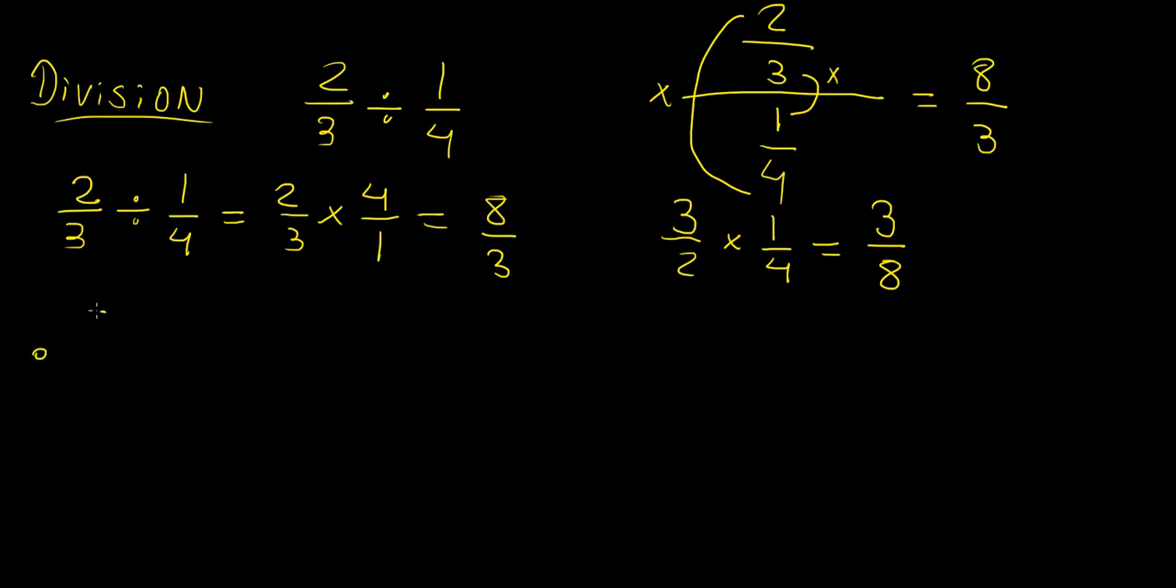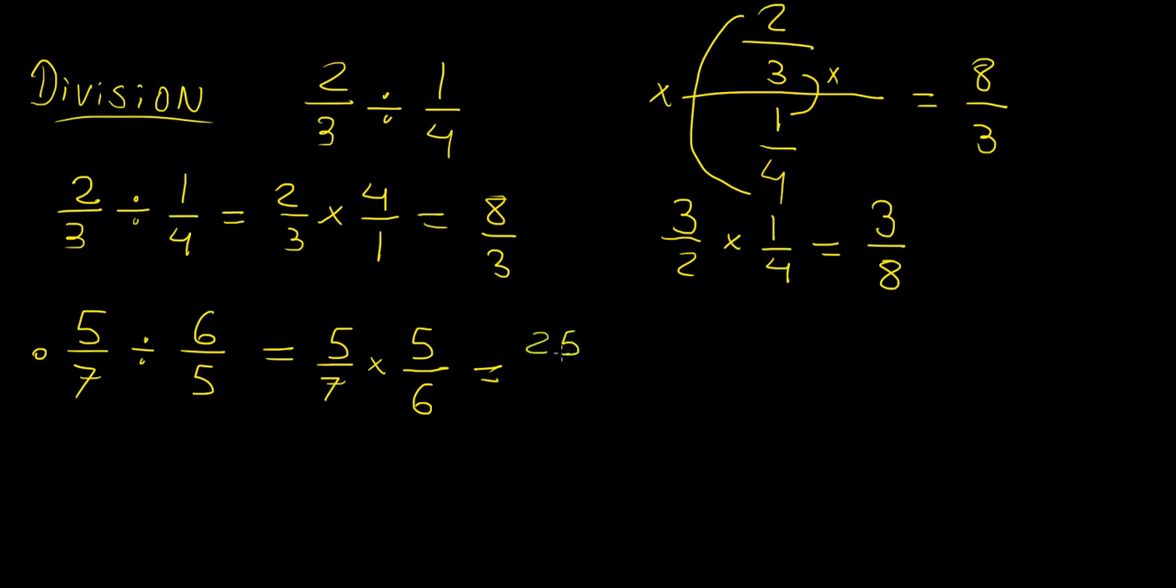So let's say we have 5 on 7 divided by 6 on 5. Okay, so let's do the swapping method. So we're going to swap the two numbers on this one. 5 on 6, that's going to be 25. 7 times 6 is going to be 42. And these do not seem to have any common factors, so I guess that's the answer.